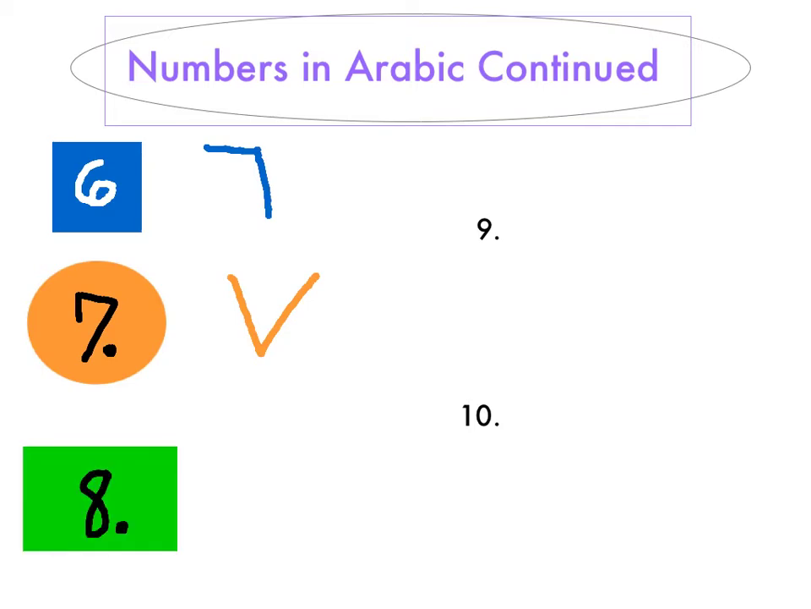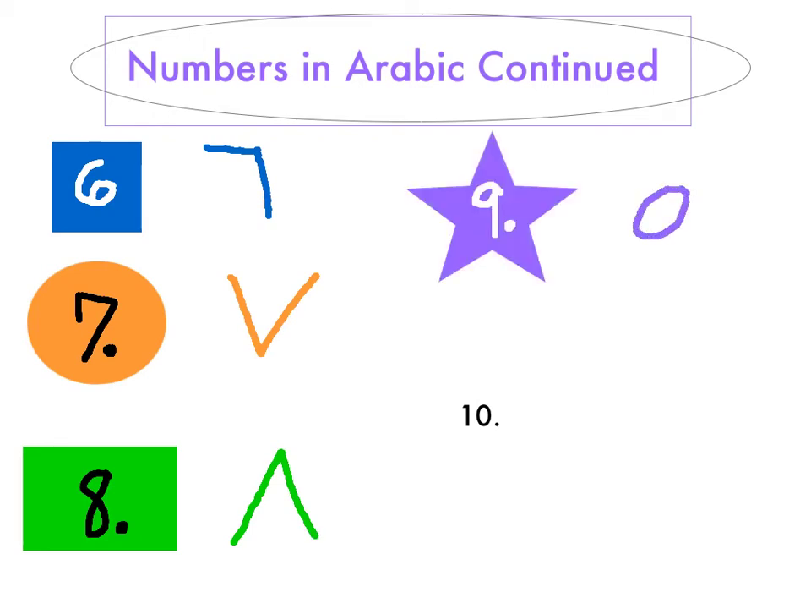Number 8 is written like number 7 in Arabic, but it is downward. Number 9 is written exactly like the English 9. Number 10 in Arabic is written with number 1 and a dot in front of it. The dot represents 0, and this is how we write 0 in Arabic, with a dot.